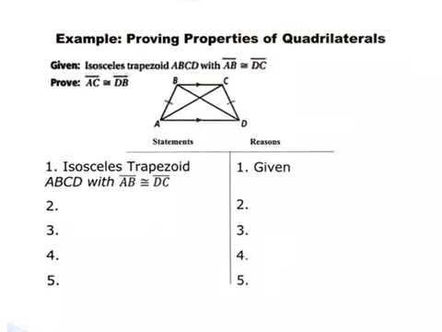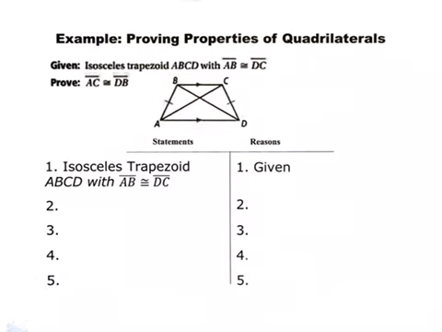Here we're given that there's an isosceles trapezoid ABCD with AB congruent to DC. We want to prove that AC is congruent to DB. First step, starting off with the given. So given that we have diagonals in this isosceles trapezoid, I have a feeling we're going to be using triangle properties for the most part.